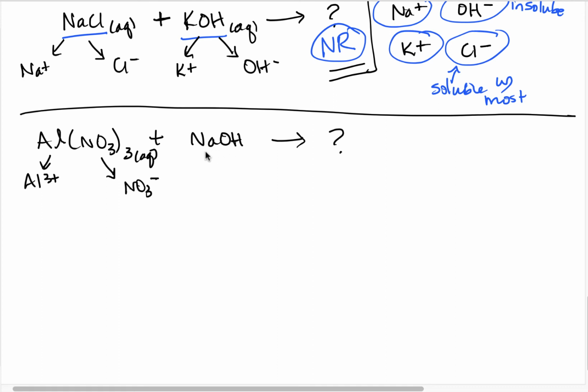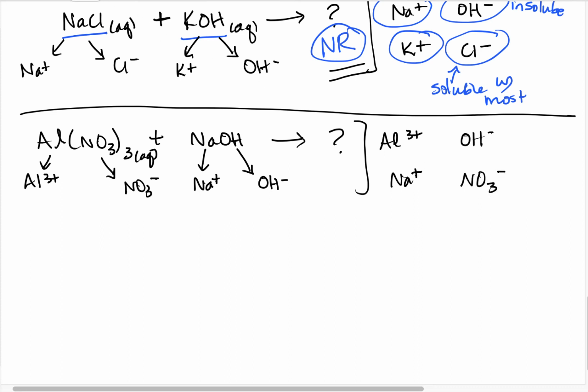Sodium hydroxide we just looked at. We know that sodium is +1 and hydroxide is -1. So when we recombine these, we would swap partners. Al3+ would now be with hydroxide, and sodium would be with nitrate. So I can see that both sodium and nitrate, these guys are soluble with all.